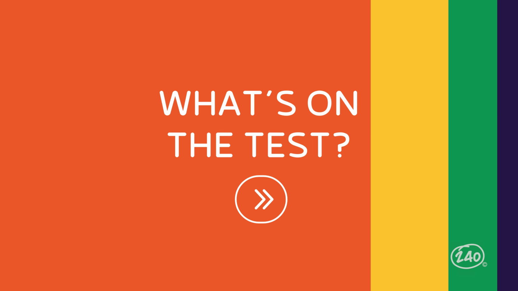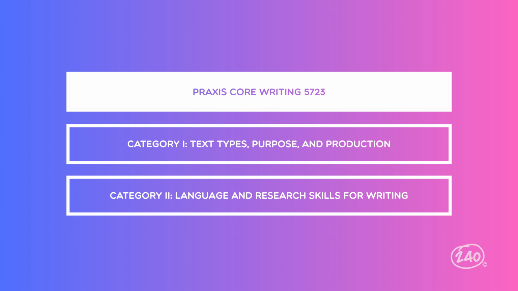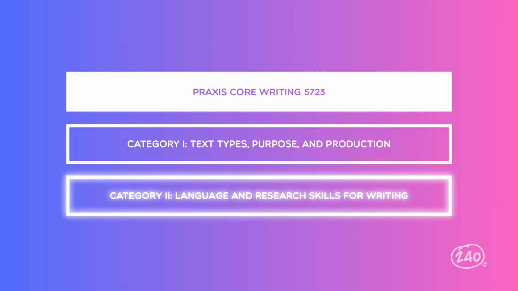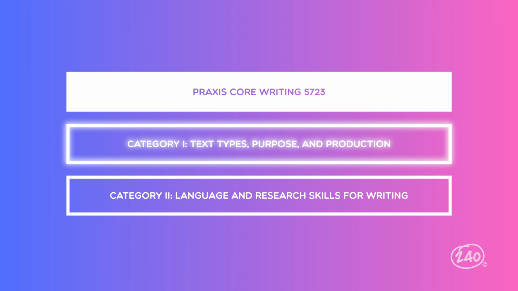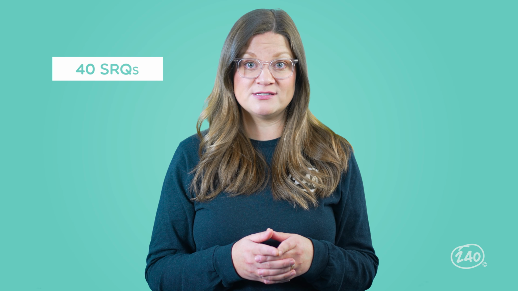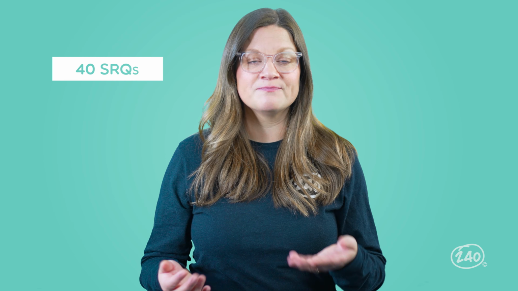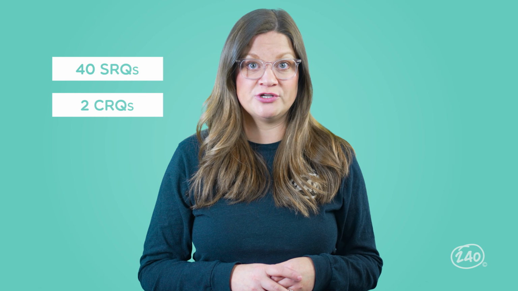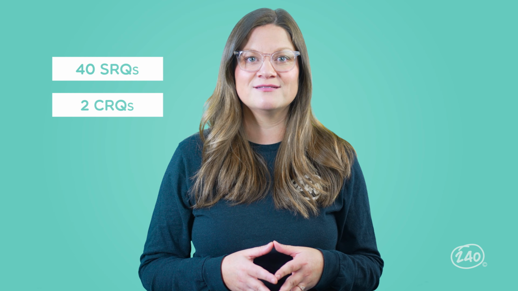The Praxis Core Writing exam consists of two overarching categories. They are text types, purpose, and production, and language and research skills for writing. Category 1 is worth 60% of your total score, and Category 2 is worth 40%. For this exam, you'll answer 40 selected response questions. These are like multiple choice, and two constructed response questions, or CRQs for short. Those are essay questions. While we're on the subject, let's go ahead and talk about those CRQs now.